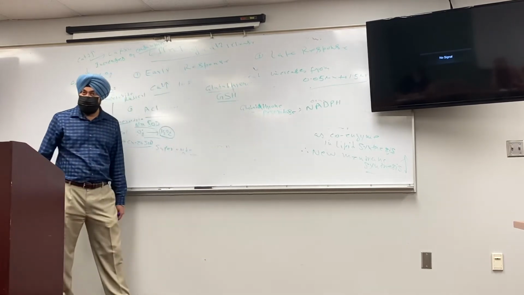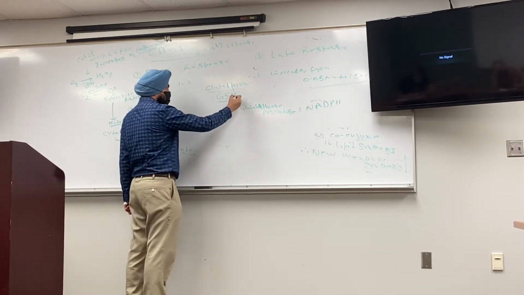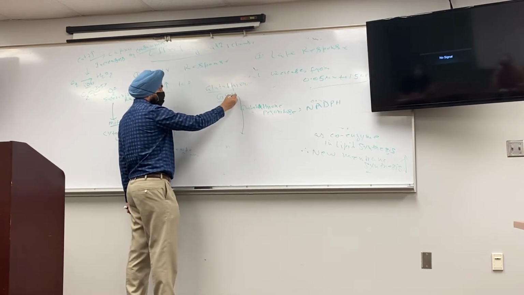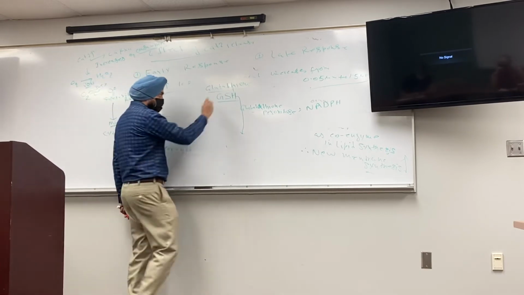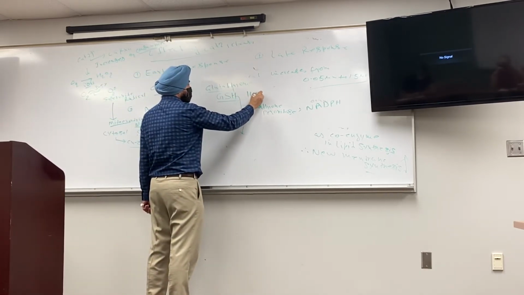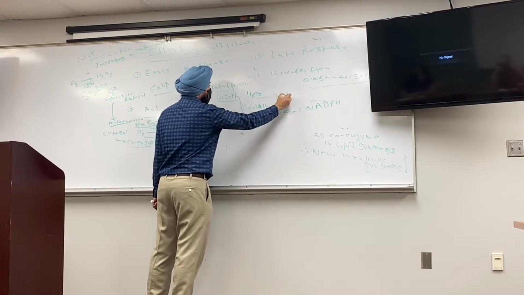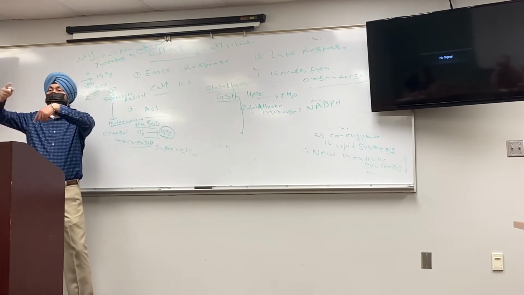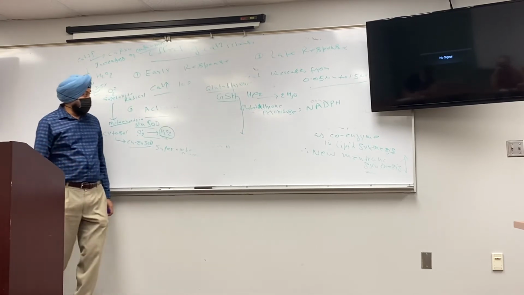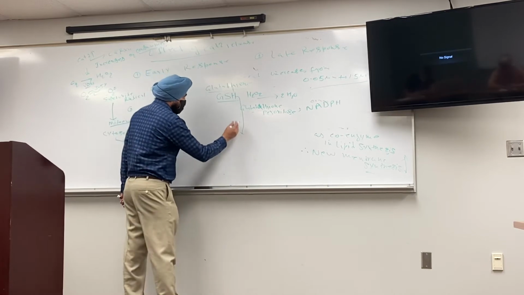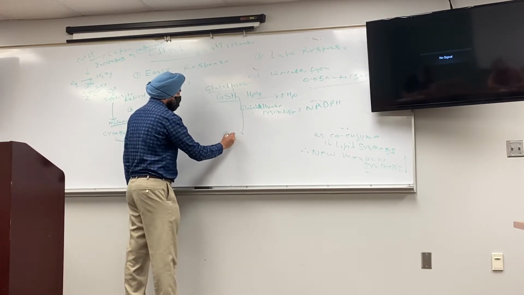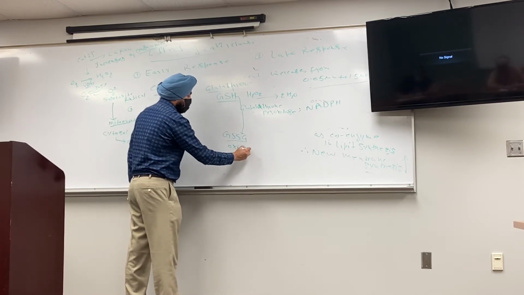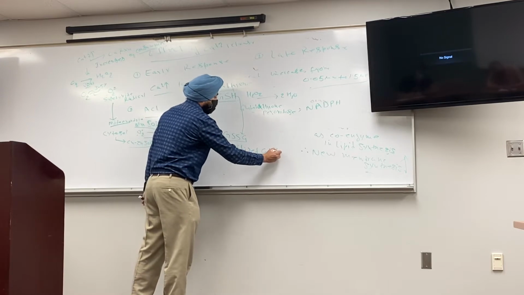Glutathione peroxidase enzyme is there. What that glutathione peroxidase enzyme does, with the help of glutathione, is convert hydrogen peroxide to water. Hydrogen peroxide is converted to water. And then it changes this glutathione to GSSG. This is oxidized glutathione.